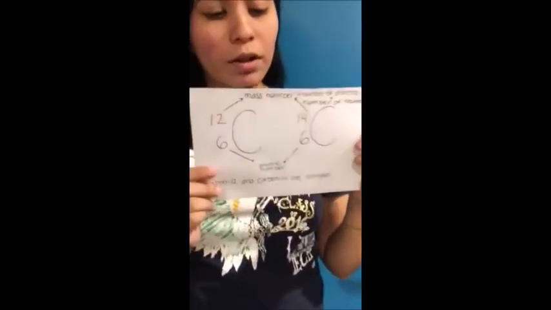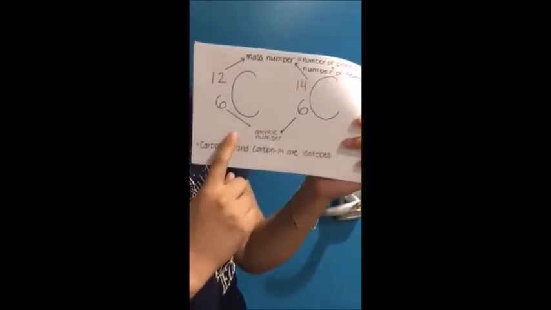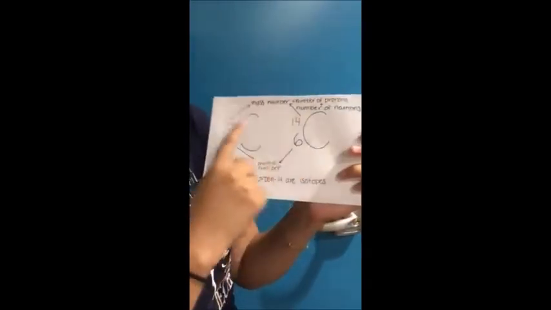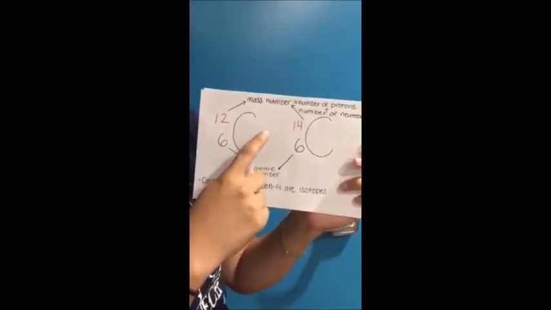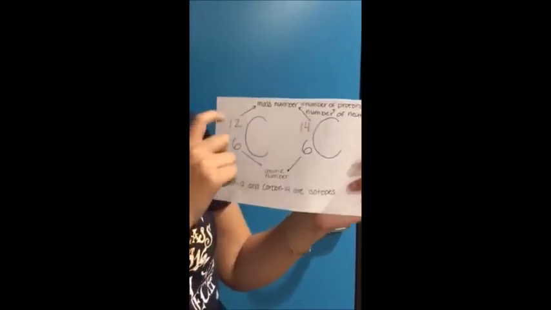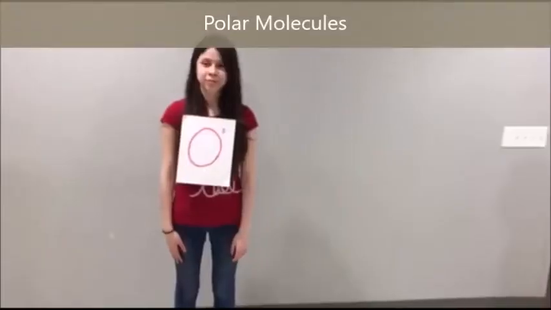These are a couple of the carbon isotopes, carbon-12 and carbon-14. The atomic numbers stay the same, but the mass numbers differ. The mass number is equal to the number of protons plus the number of neutrons. In an isotope, the number of neutrons changes while the number of protons stays the same.